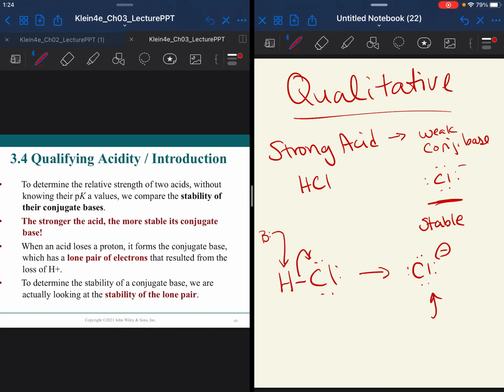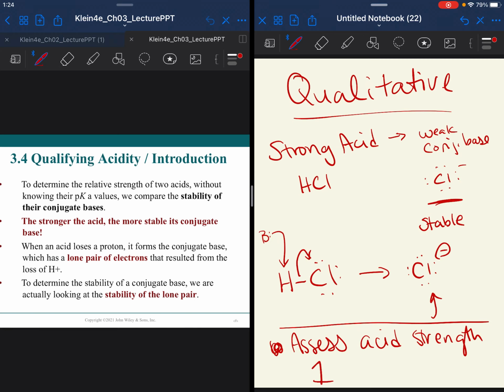So the first thing that you have to do when I ask you which acid is stronger is draw the conjugate base, right? So make a note of that. Let's see. Assess acid strength. Number one, you're going to draw the conjugate base. And so you're going to see us do that over and over again in this video.